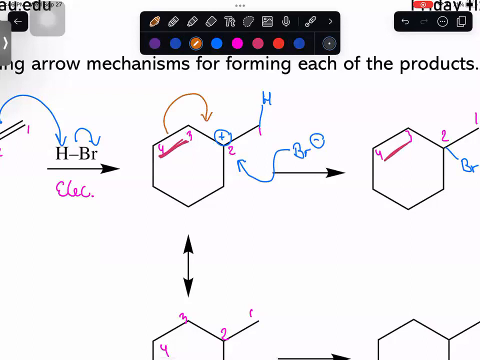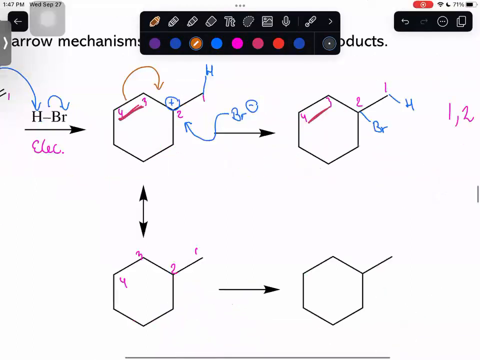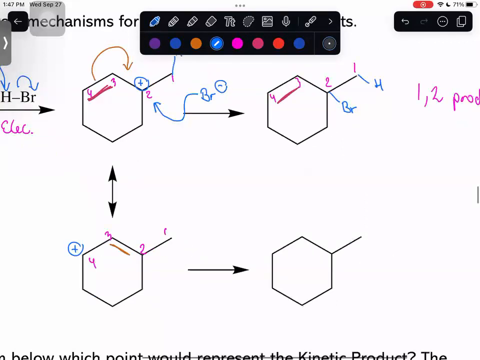So in this case, we're basically just switching it up. Now the double bond is between carbons 3 and 2. And I have a carbocation on carbon 4 where I want it. This one is not the more stable carbocation. It would be the one from 1,2.